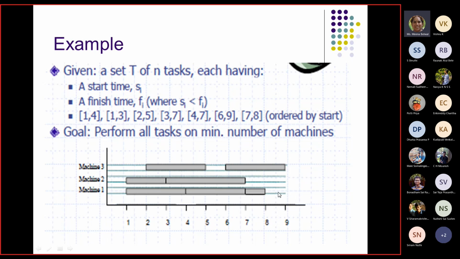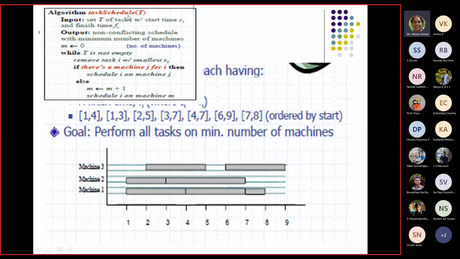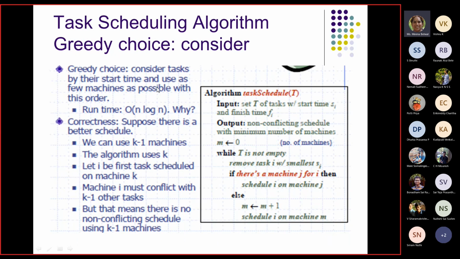So the algorithm is written here. I have just put it here. It is in the other slide also. So I'll go back to this. Input is a set T of tasks, each with a start time and a finish time. And the output is that we have to make a non-conflicting schedule with the minimum number of machines. So we initiate by saying that we do not have any machine available to us. M is equal to 0.